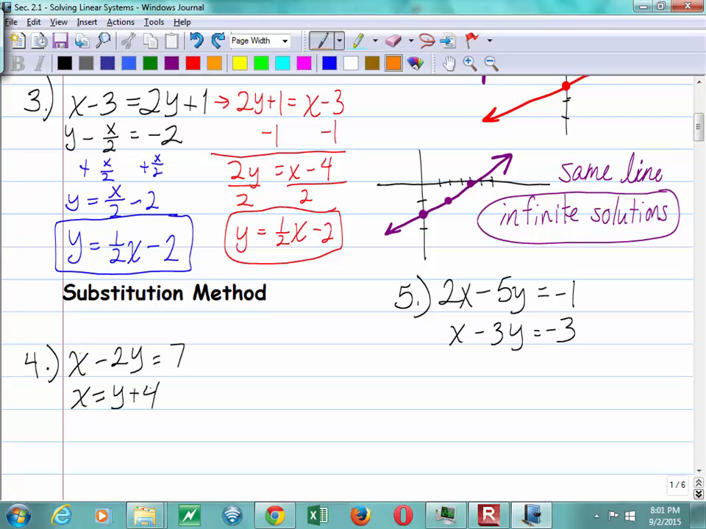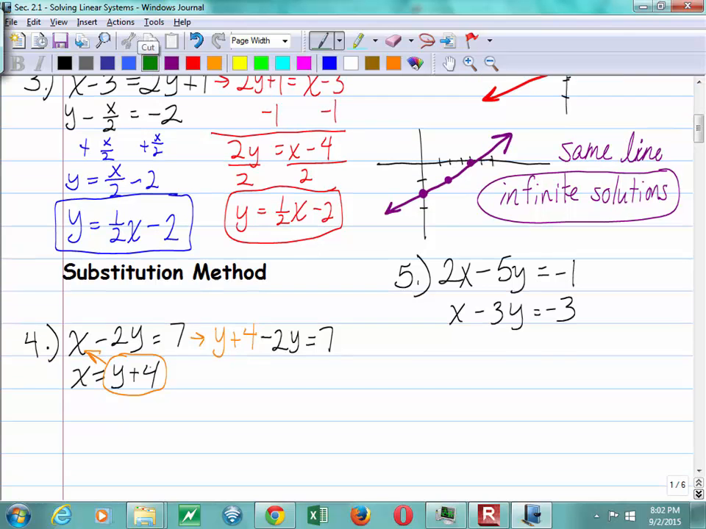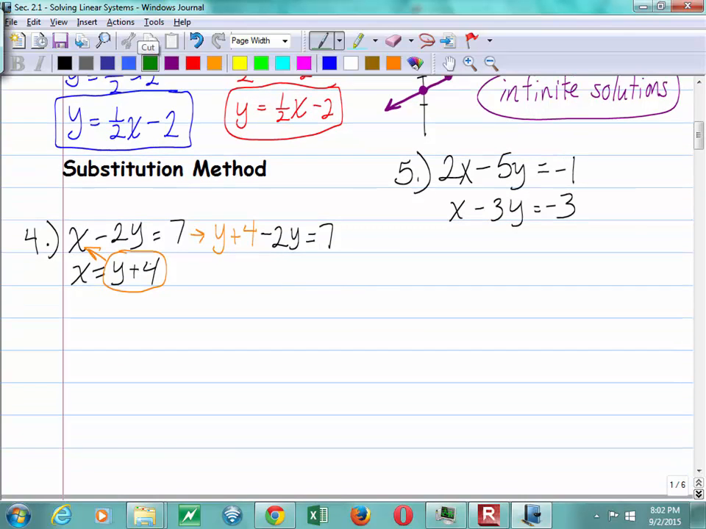So now that I know that x is equal to y plus 4, I can just take y plus 4 and plug it in place of x in the other equation. When I do that, that's going to give me y plus 4 minus 2y equals 7. So now I can solve this equation for y.